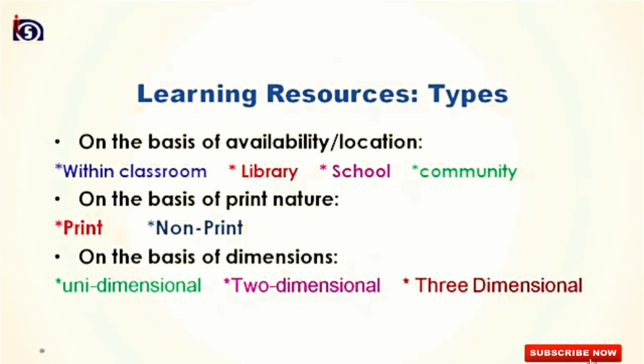history to our students. Then on the basis of print nature, we can categorize our learning resources into 2 categories. One is print learning resources, and the second one is non-print learning resources. Then on the basis of dimension, we can categorize the learning resources into 3 categories. One is unidimensional, such as charts, maps, etc. One is 2-dimensional, such as thermocol sheets and the things which are pasted, or tactile maps. Then we have 3-dimensional things such as models and other things. So, on the basis of dimension, we have 3 broad categories.